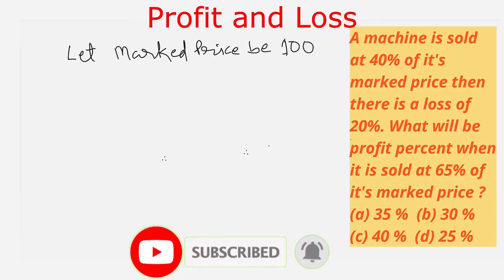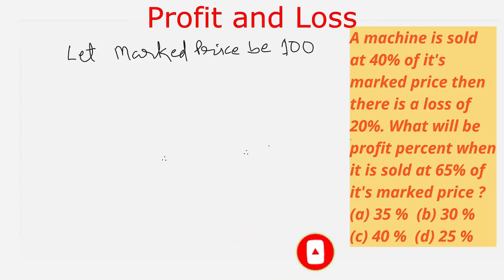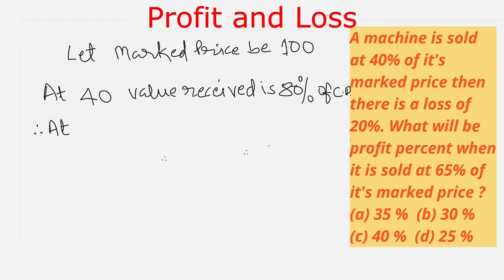Let marked price be 100. Then it is sold at 40% of 100, that is 40. On selling at 40, there is a loss of 20%. It means that the value received is 80% of cost price. Now it is sold at 65% of marked price, that is 65% of 100 is 65. We have to find the value received of cost price.